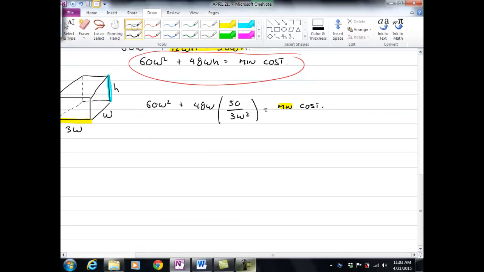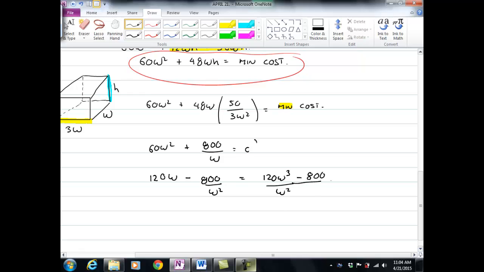This really becomes 60w squared plus 800 over w equals to cost. Let's see. So since I want the minimum cost, I'm going to take the derivative of this, which gives you 120w minus, here's the weird 800 over w squared, which equals to 120w cubed over w squared minus 800, okay, equals to C prime.